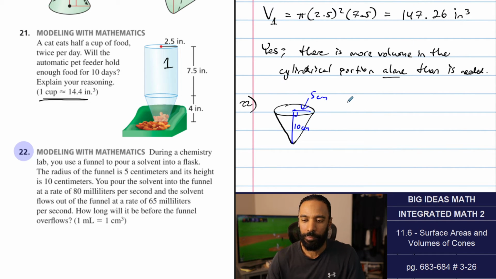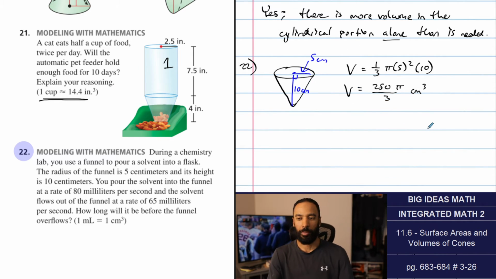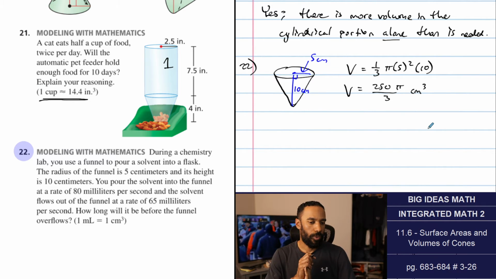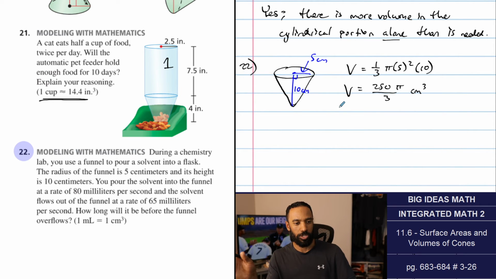Let's start with this volume. The volume of this cone is 1/3 area of base times height. That's 250 pi over 3 cubic centimeters. Now, let's just leave it exact for a moment. What we're going to do, it says you pour the solvent into the funnel at a rate of 80 milliliters per second.